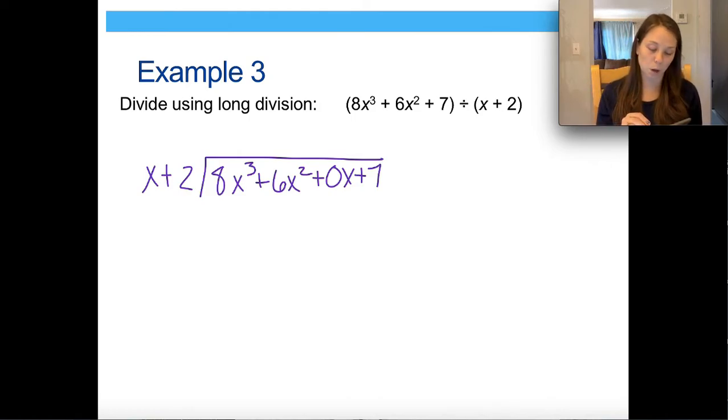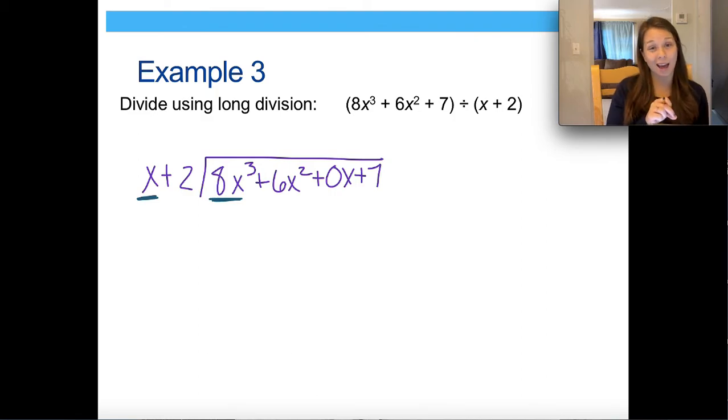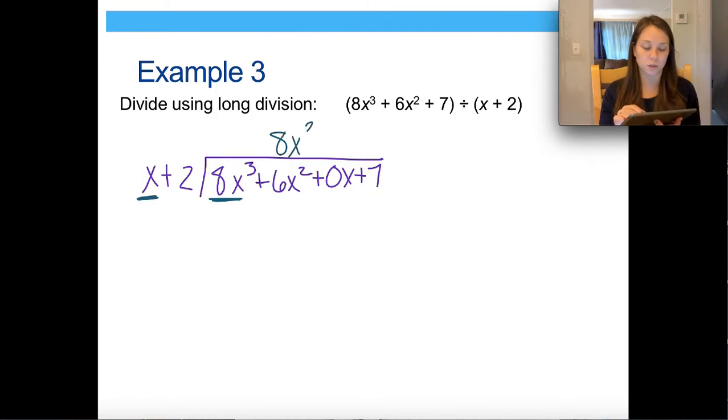All right, starting this one off like we do every time, right? This cycle is super repetitive. This x on the outside times what is going to give us 8x cubed, this first piece on the inside? Well, to get from a 1x to 8x something, I need to multiply by 8. X times what gives me x cubed would be x squared. 8x squared times x is 8x cubed. 8x squared times 2 is 16x squared.